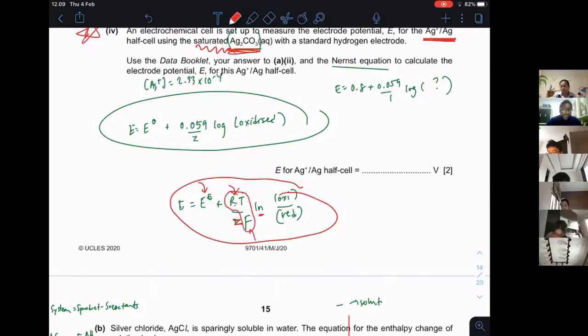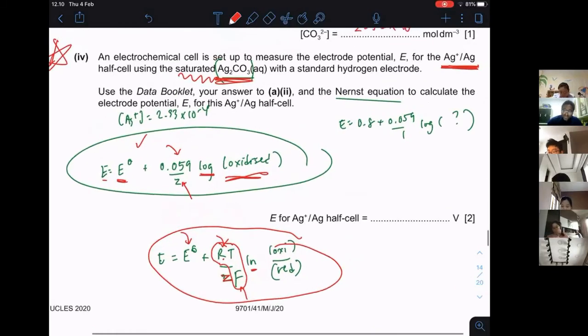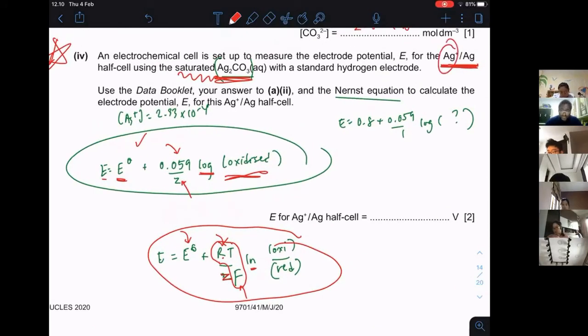So what they did is to simplify the formula. So you come with this formula. If you want to memorize, then you memorize this formula. E value is the E standard, at the normal condition, 1 mole per dm cube. It can be obtained from the data booklet. Plus, they have times all these constants, you get 0.059, divided by the number of electrons that are there. And we are no longer going to be using ln, it's going to be log, and then the oxidized version, which is the positive ion, in this case the concentration of Ag+.